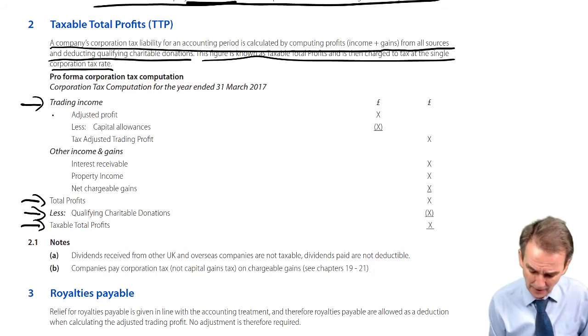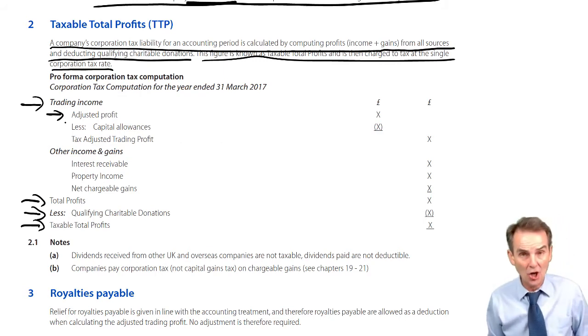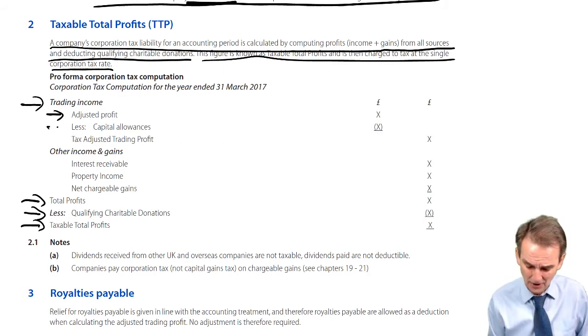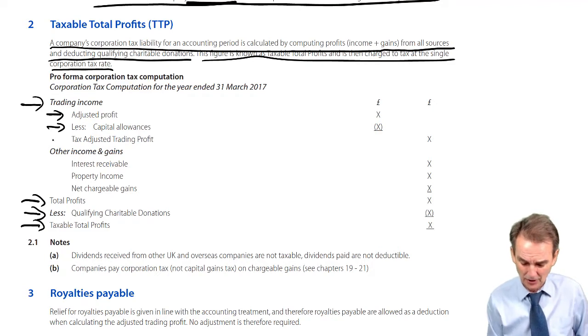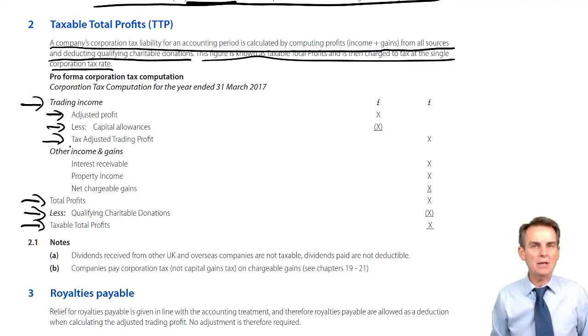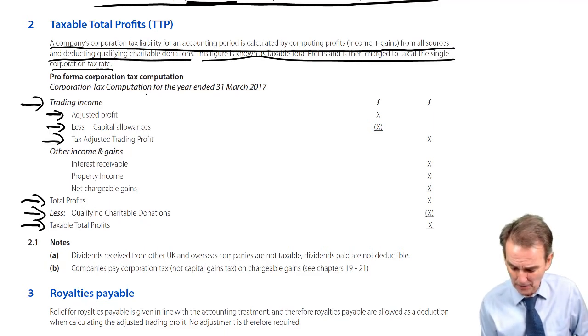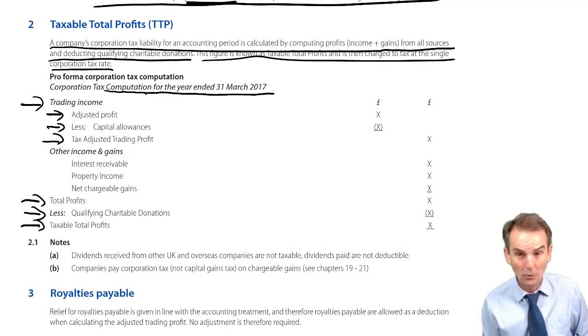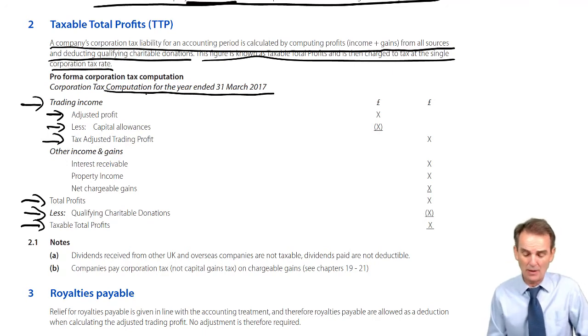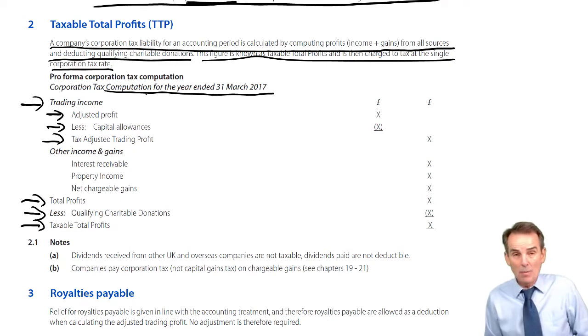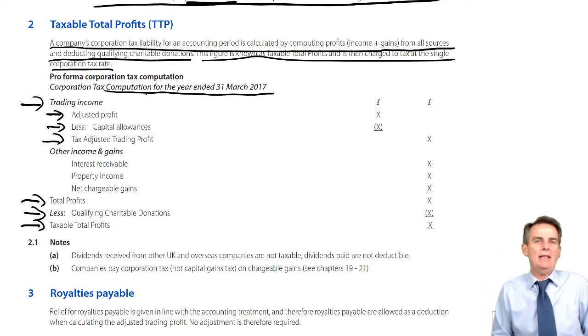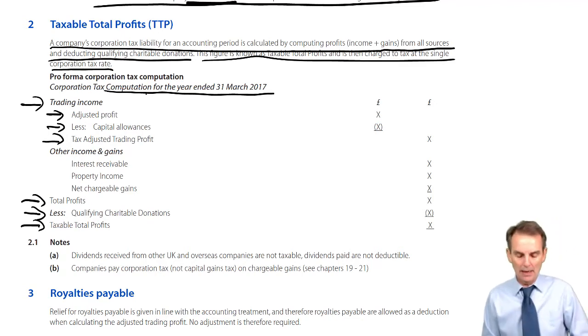For trading income, we're going to have to establish our adjusted profit, deduct capital allowances to derive, as we would for an individual, a tax-adjusted trading profit, but it'll be for this chargeable accounting period, its normal accounting year end, as we know it tends to be. That, for many companies, will be it. It won't have any other income or gains. It won't be gifting to charity. So that will be it. And that's where most of the work needs to be done.